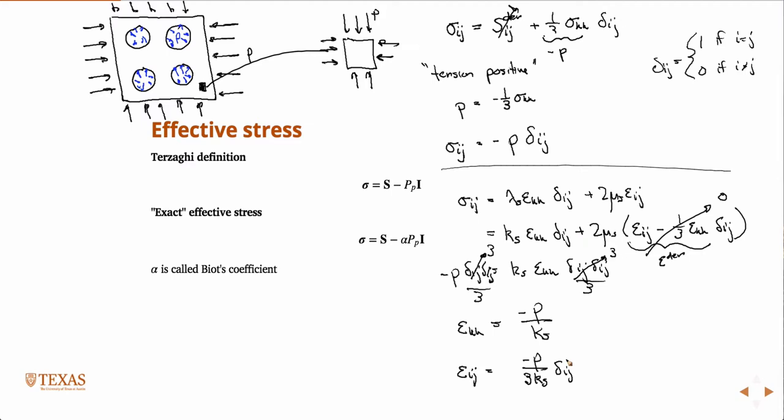Okay, so that was all related to the solid, okay? So then, if we consider now the skeleton, the total strain of the skeleton, which I'll write as epsilon KL, is going to be equal to D KLIJ times the effective stress sigma IJ plus p delta IJ minus the strain of the solid skeleton.